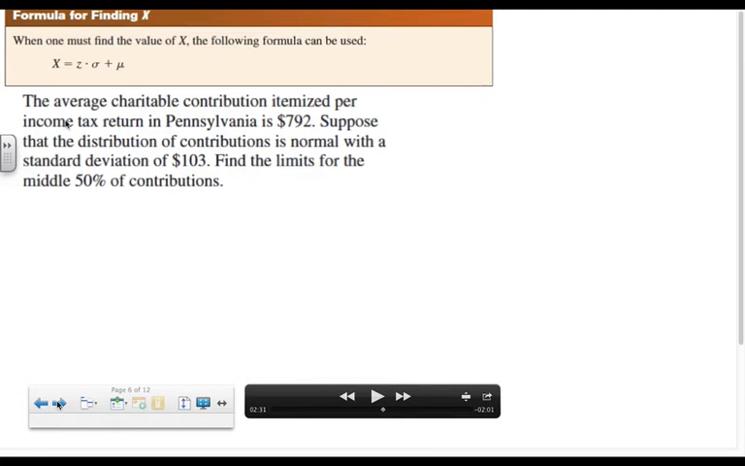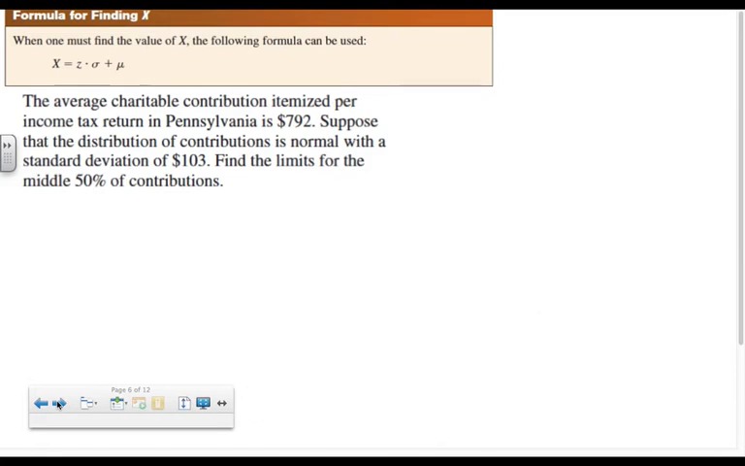So if we look at this, it says the average charitable contribution itemized per income tax return in Pennsylvania is $792. Suppose that the distribution of contributions is normal with a standard deviation of $103. Find the limits of the middle 50% of the contributions. So the pictures are important here so that we can see what's going on. So what we're looking for is we want to know what values are going to give us 50% of all of the values that are there.